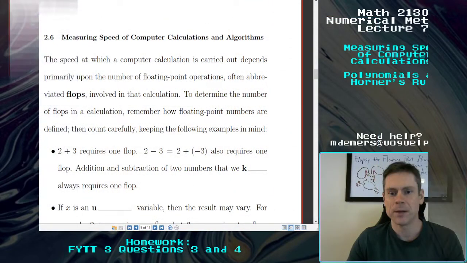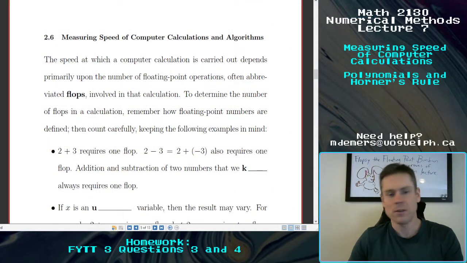All right. In this lecture, we are going to be talking about the speed of computer algorithms and how we might be able to make certain calculations by computers a bit more efficient. So I don't really have much more to say about this. So let's move right into what we're going to be doing.